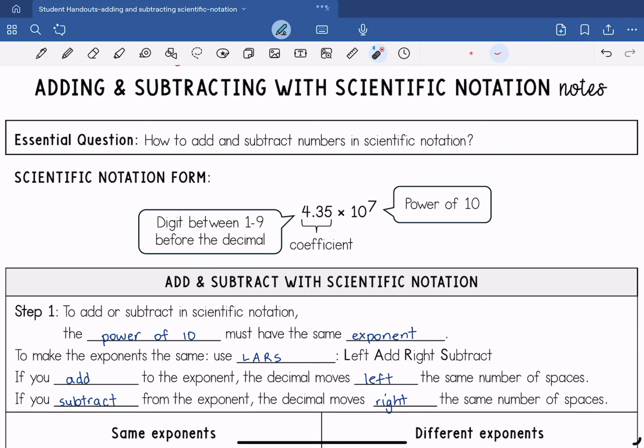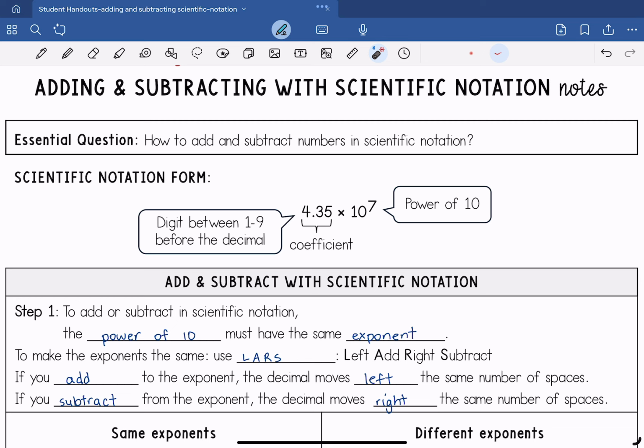Adding and subtracting with scientific notation. Essential question: how to add and subtract numbers in scientific notation. In scientific notation form, we have an example right here, 4.35 times 10 to the power of 7.